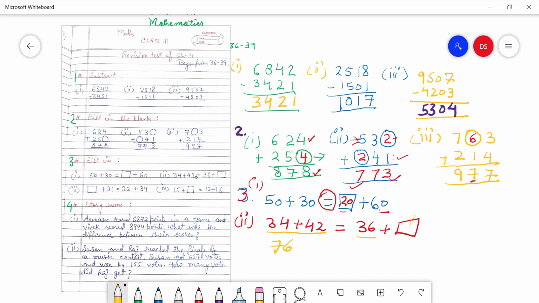We will subtract 36 from 76. 6 minus 6, 0. 7 minus 3, 4. The answer is 40. So you can see that 34 plus 42, this is 76, and when we add 36 plus 40, this also will be 76. We have balanced both sides.